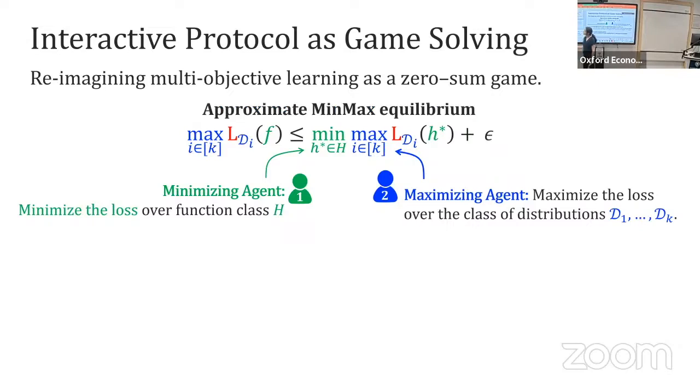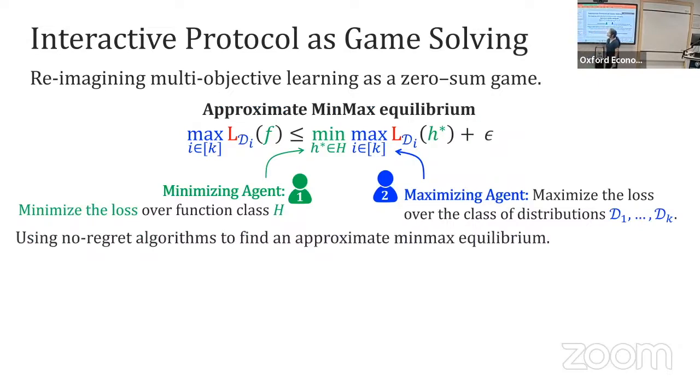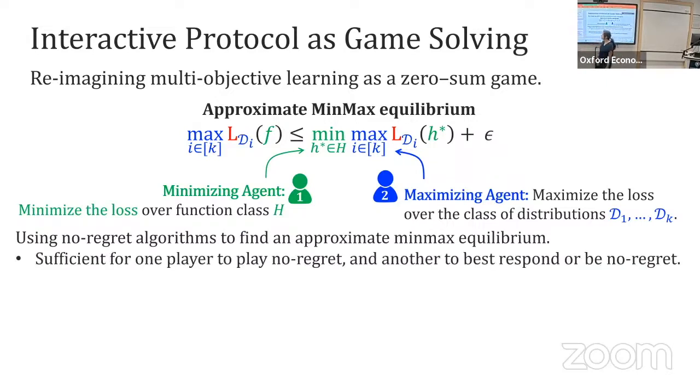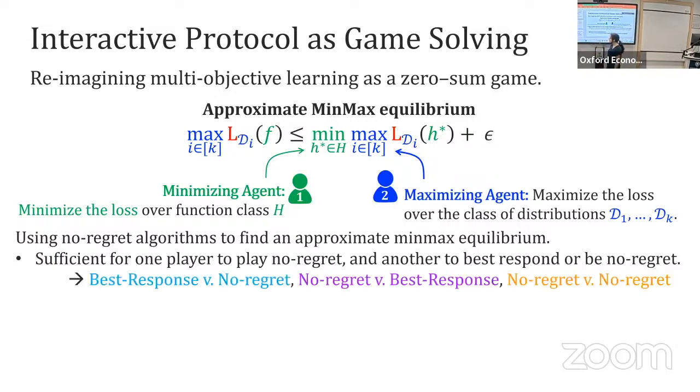If this is the perspective I have, very similar to what I showed in the tutorial, essentially what you could do is find a good approximate solution with one of three different dynamics. What are these three different dynamics? As long as one of the players is playing something called no regret, which I defined before but will briefly define again, and the other player either plays no regret or what's called best response, then the average performance gets to my desirable benchmark.